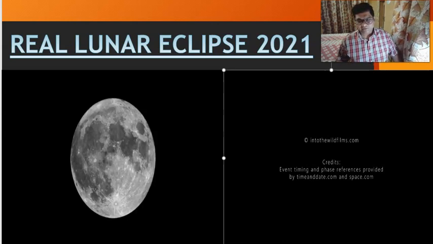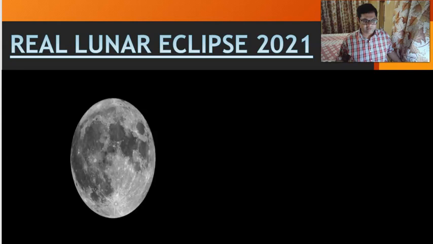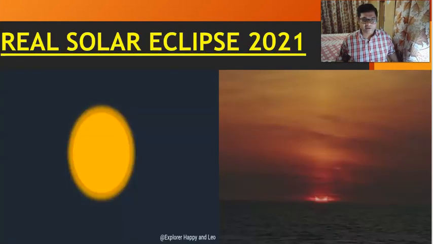I hope you all liked the real video of the lunar eclipse which happened on 26 May 2021. Now you will see and learn how a solar eclipse occurs, the real solar eclipse which happened in 2021 on 10th June.